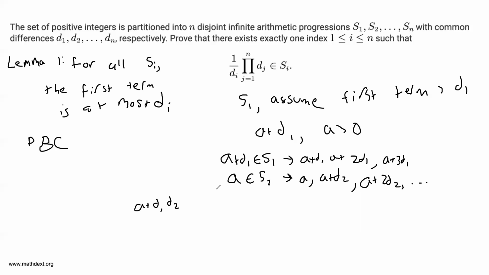I'm going to claim that this term has to be in both sequences. It's in sequence S1 because it's a plus a positive multiple of d1. It's in S2 because it's a plus a positive multiple of d2, right? Their common differences can't be 0, otherwise you can't divide by 0 over here. So a plus d1d2 has to be in both S1 and S2. But remember, we're given that the set of positive integers is partitioned into n disjoint arithmetic progressions, which means that each positive integer goes into exactly one arithmetic progression. So therefore, this term cannot be in both of these. And this is a contradiction because we proved that it is in both of these.